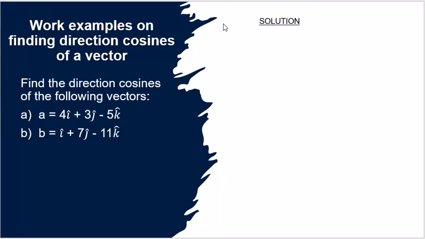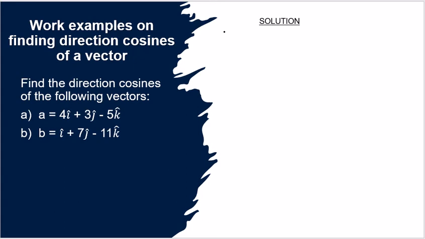In the previous class, we looked at direction cosines of any vector. So in this section, we'll be looking at how to find the direction cosines of a vector. Good. So let's look at how to work those examples out.